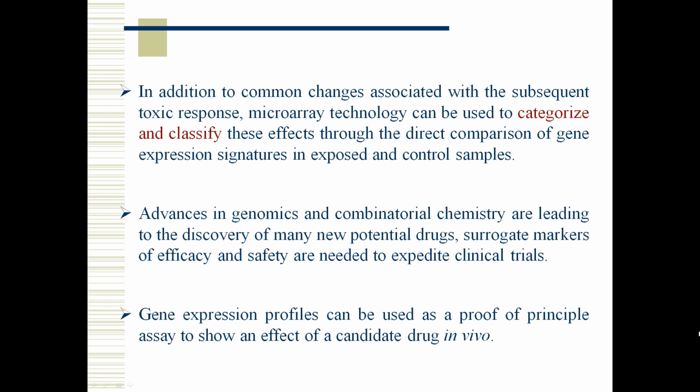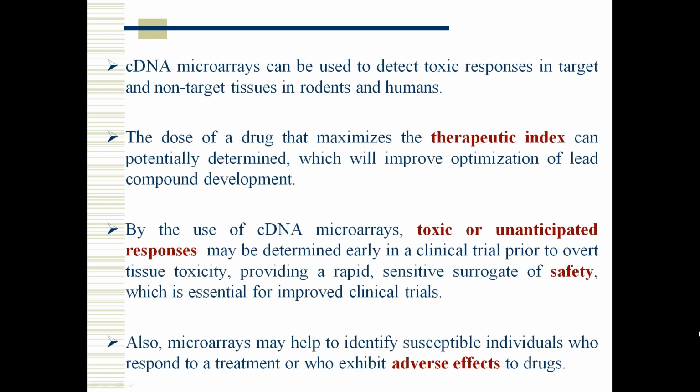In addition to the common changes associated with the subsequent toxic responses, microarray technology can be used to categorize and classify many of the effects, and advances in genomics and combinatorial chemistry are leading to discovery of new potential drugs, surrogate markers of efficacy and safety. So cDNA arrays can be used to detect toxic responses in target and non-target tissues in rodents and humans.